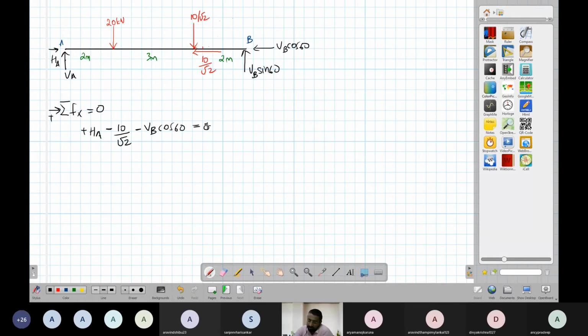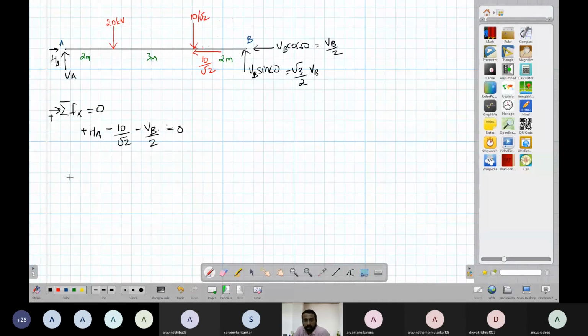Okay, so it will be helpful if you just find the values and write. So cos 60 is nothing but half. So this is same as VB by 2. Root 3 by 2 will be sin 60. So this is equal to root 3 by 2 VB. So this is my first equation.